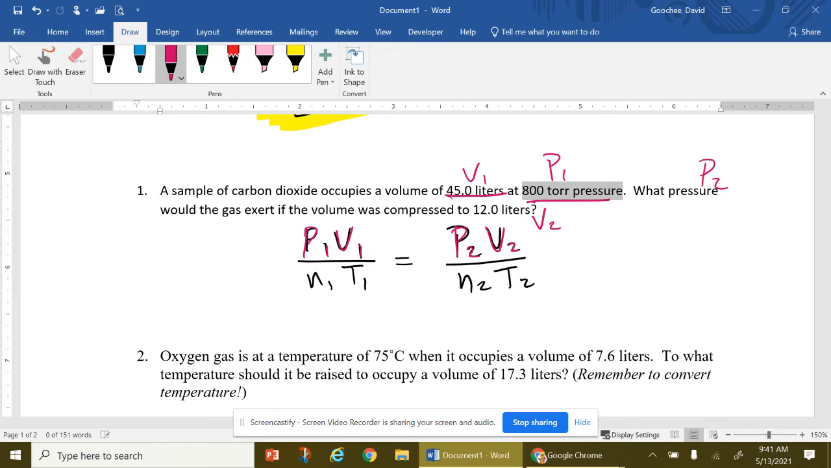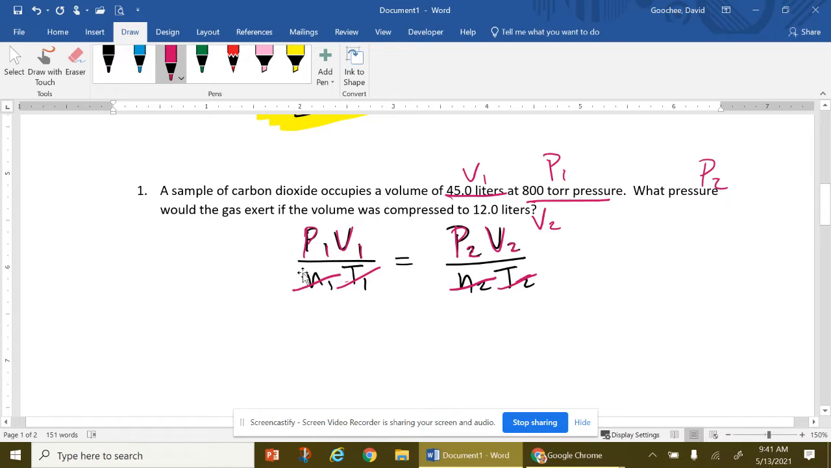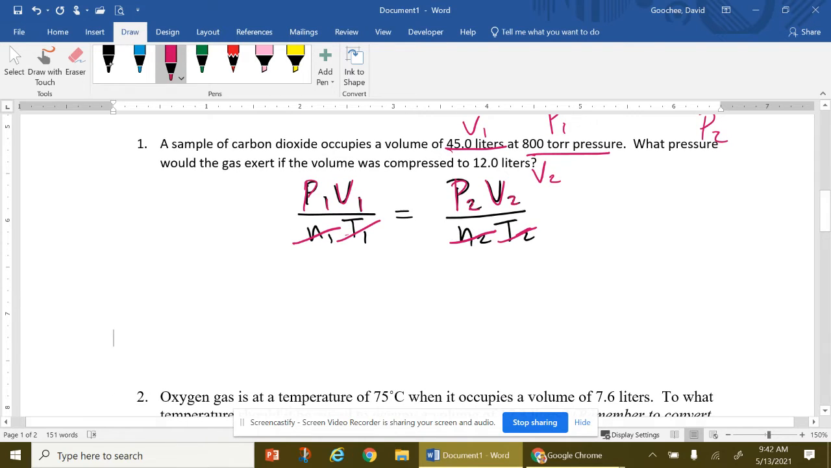And what's not mentioned here at all? Number of moles is not mentioned at all, so we can delete it. And the temperature is not mentioned at all, so that can also be eliminated. Again, if a variable is not mentioned, we assume that it does not change. If it's the same number of moles on this side as on this side, we're just dividing both sides by the same value, so we can get rid of it. We can assume that it cancels out. And if you're dividing both sides by the same temperature, then we can assume that it's just gone. So what we're left with is P1 V1 equals P2 V2.